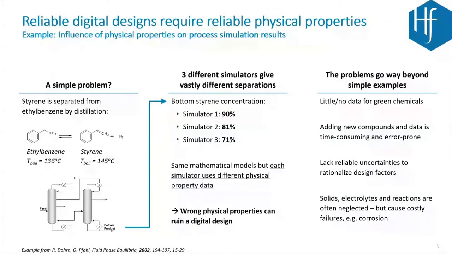And you also need to understand how reliable your simulation is. What is the uncertainty of your simulation? For new processes, we don't have the luxury of knowing this based on what we've seen in the past. And finally, solids, electrolytes, and reactions are often neglected, but they can cause the most costly failures, for instance, due to corrosion.